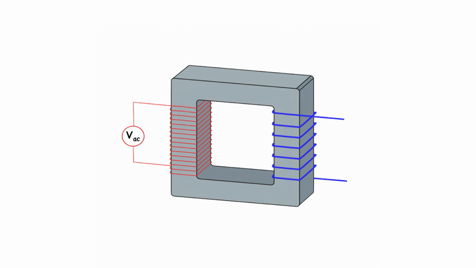If we wind two coils on a steel core, we can cause almost all of the flux to link both coils, and we can further hypothesize the case in which 100% of the flux is linked by both coils. In this ideal case, it is called an ideal transformer.